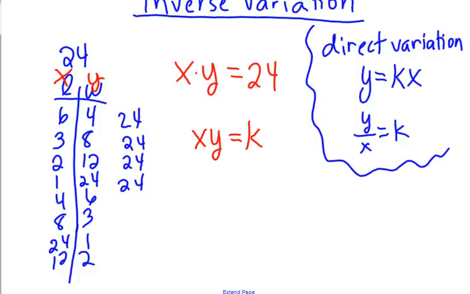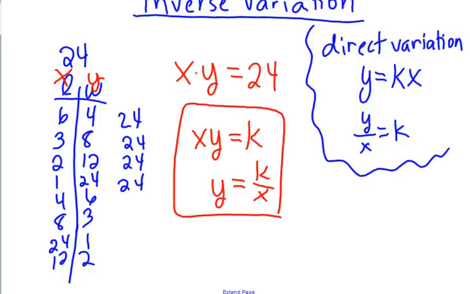Now, if we wanted to get it into Y equals form, if we wanted Y by itself, what would we divide by on both sides? X. So that would be Y equals K divided by X. These 2 equations here represent an inverse variation relationship. This graph looks a lot different than the graph of a direct variation graph.